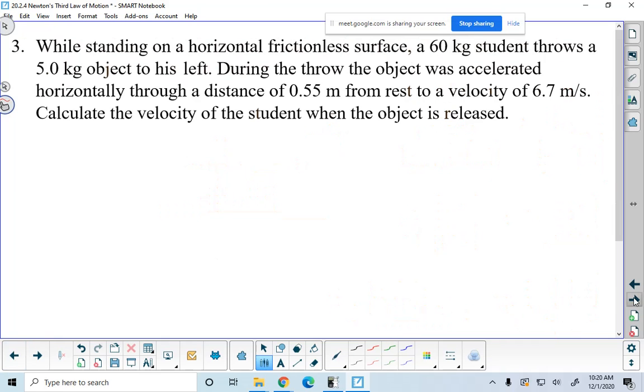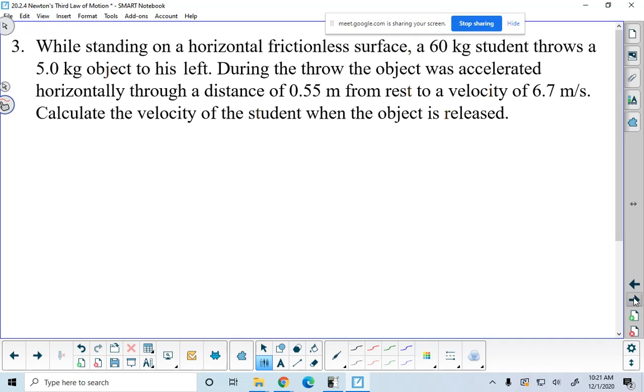All right, number 3, a same situation. A 60 kilogram student throws a 5 kilogram object to his left. During the throw, the object is accelerated horizontally through a particular distance to some velocity. What is the velocity when the object is released?